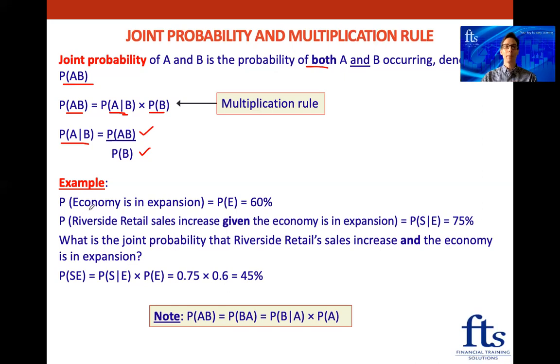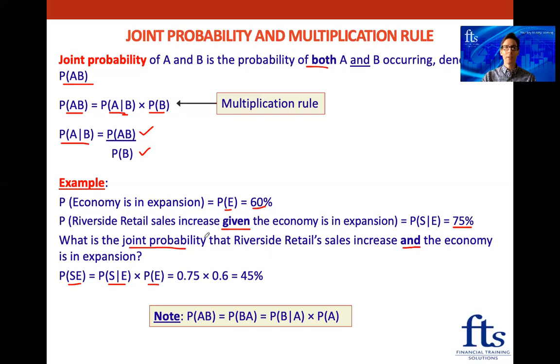So we've got the probability that the economy is in expansion. We call that P(E) for short. That's 60%. And the probability that Riverside retail sales increase given that the economy is in expansion, we did on the previous slide, that was 75%. Now they want us to work out the joint probability that their sales increase and the economy is in expansion. So that's going to be P(S and E), which is the probability of S given E multiplied by the probability of E. So there we've got our numbers.